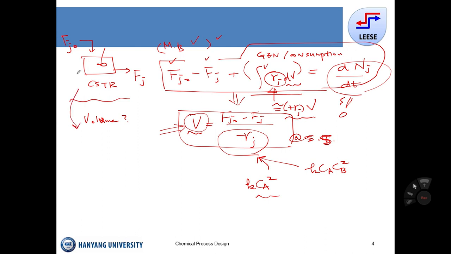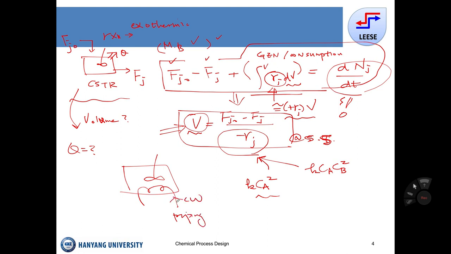How do we calculate the Q required by this CSTR? Maybe this reaction is endothermic, maybe exothermic. Let's say this reaction is exothermic. Then we have to take out the heat. How can we take out the heat from the CSTR? We might have piping, then the cooling water is circulated, and then we can take out the heat. So how much cooling water is required?